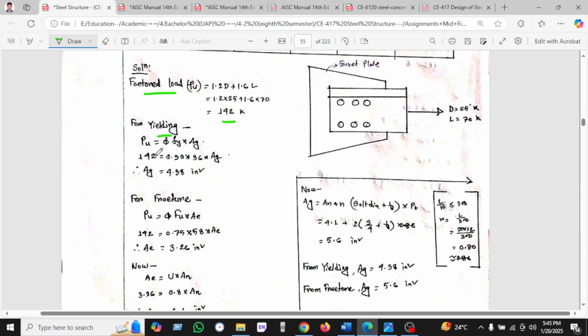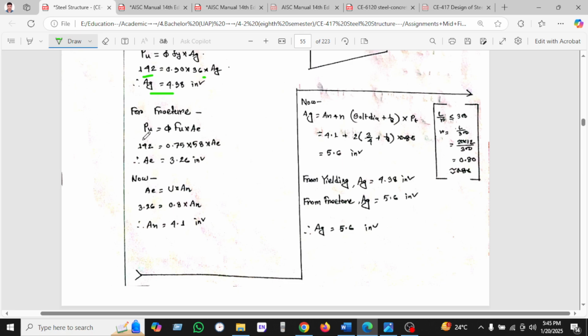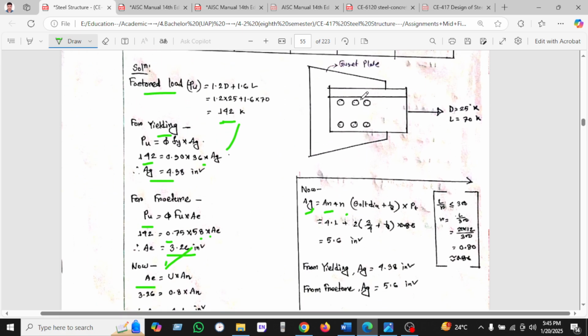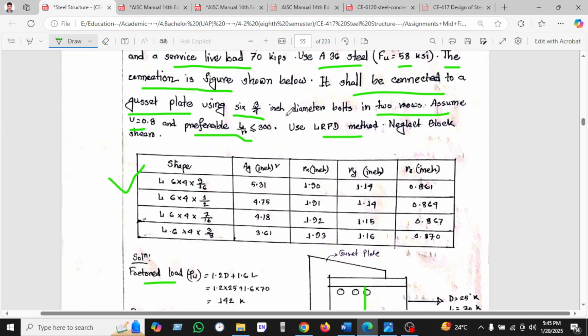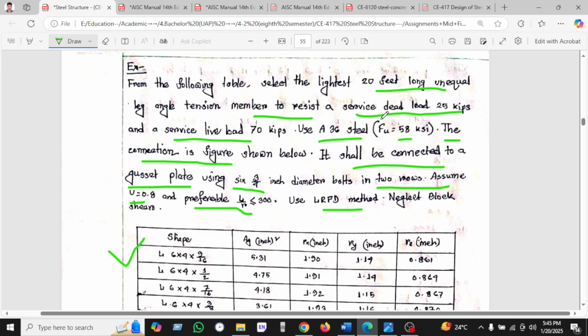For yielding, Pu equal to 142, using 0.9 Fy and Ag, we found 4.3. For fracture, Pu equal to 142 using 0.75 Fu and Ae, Ae equal to 3.26, and putting this value we found An equal to 4.1. We are calculating with the number of bolts, which is 2 bolts, and bolt 3/4 is given in the question, so there is no worry about this.